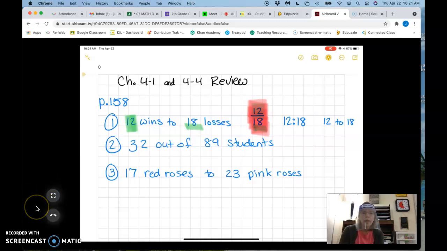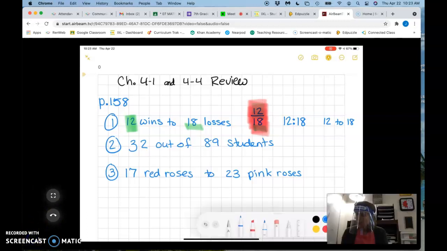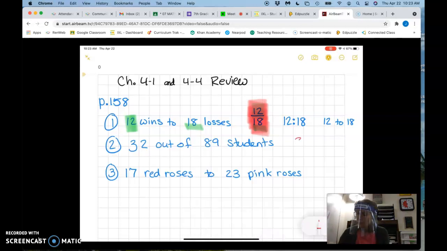All right, so try number 2 and 3, writing them as a ratio in fraction form, and then we'll be right back to see if you got it right. So what is the ratio for number 2? 32 out of 89 students. How did you write it? 32 over 89, or 32 with a fraction bar and 89.